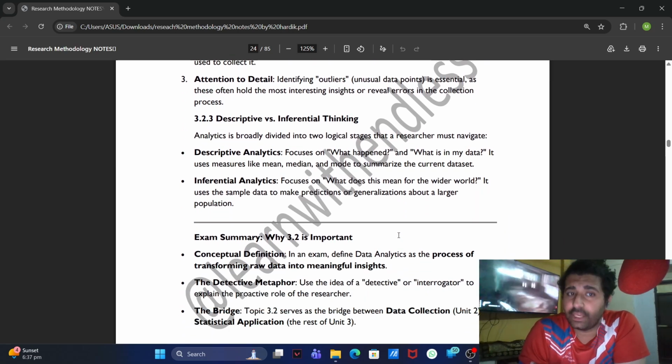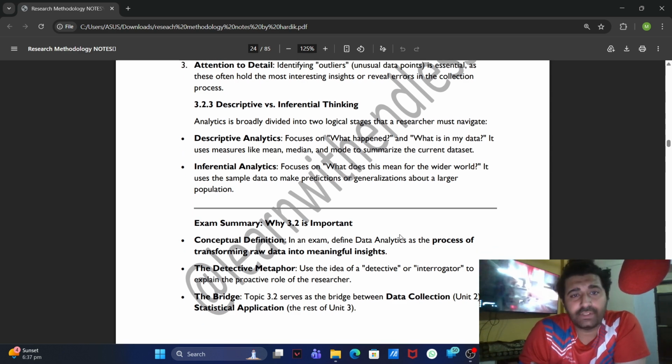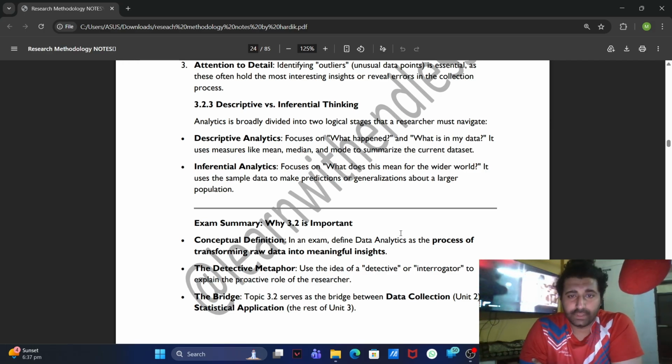Descriptive versus inferential thinking. Analytics is broadly divided into two logical stages that a researcher must navigate: descriptive analysis and inferential analysis. Let's go through descriptive analysis first. It focuses on what happened and what is in my data. It uses measures like mean, median, and mode to summarize the current data set. Inferential analytics focuses on what this means for the wider group. It uses sample data to make predictions or generalizations about the larger population.